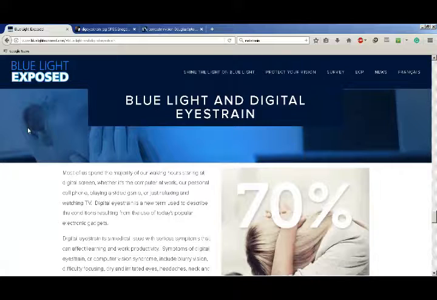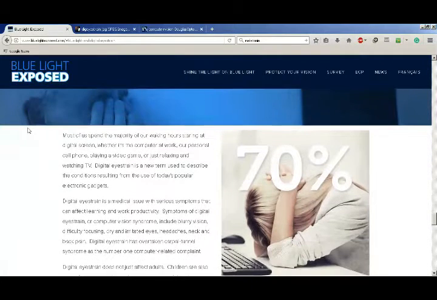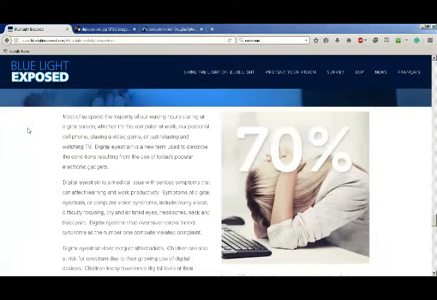Okay, so it says blue light and digital eye strain. Most of us spend the majority of our waking hours staring at a digital screen, whether it's the computer at work, our personal cell phone, playing a video game, or just relaxing and watching TV. Digital eye strain is a new term used to describe the conditions resulting from the use of today's popular electronic gadgets. Okay, so they're just now coming out with a term to describe the symptoms that everyone's feeling.